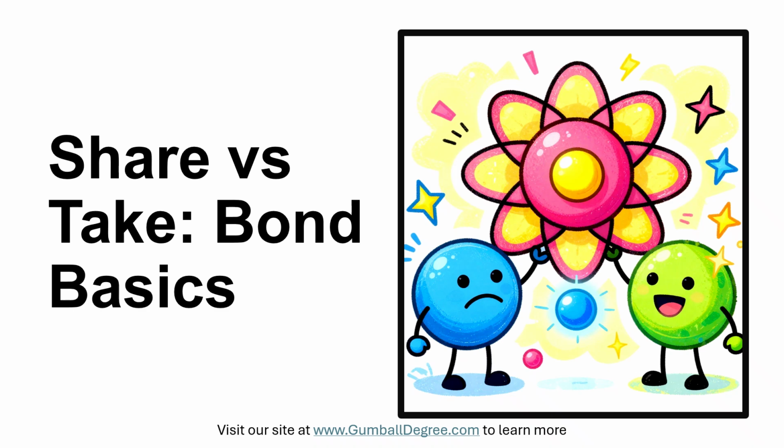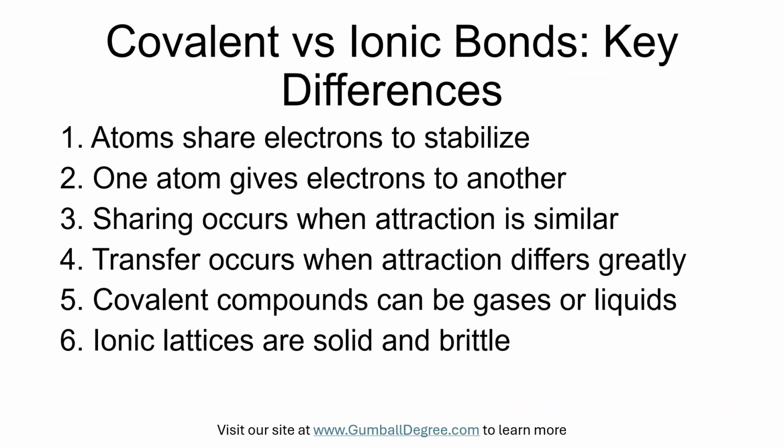Covalent bonds form when atoms share electrons to fill their outer shells, while ionic bonds form when one atom gives electrons to another, creating oppositely charged ions that attract each other. Think of atoms like kids who want a full lunchbox to feel stable.